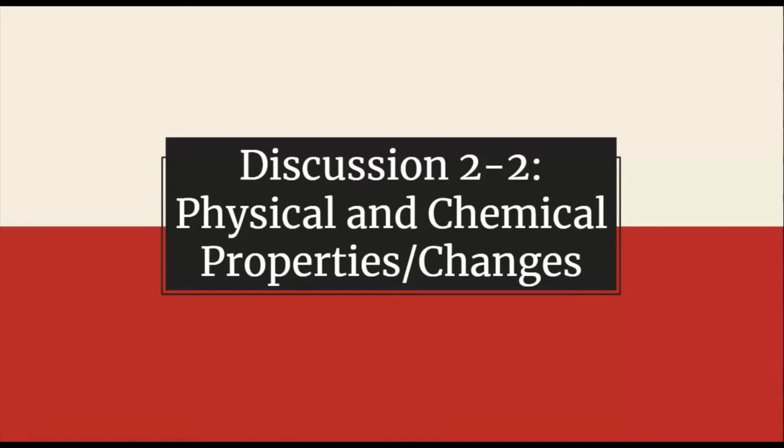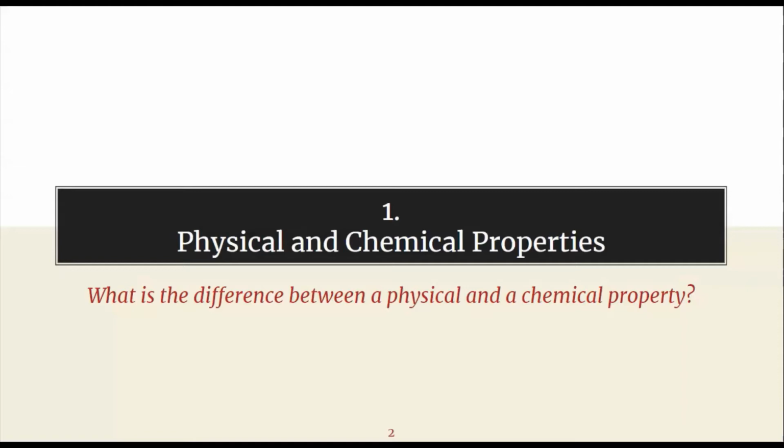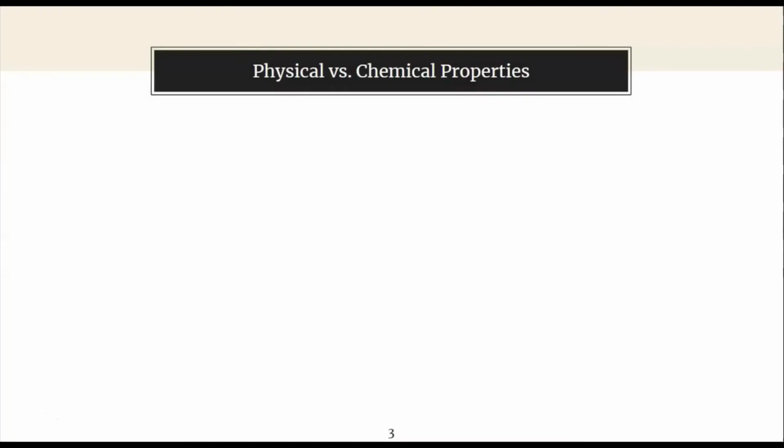Okay, this is discussion 2.2 on physical and chemical properties and changes. This is going to tie together a few things that we've been talking about since the beginning here. First we're going to talk about physical and chemical properties. What's the difference between a physical and chemical property?